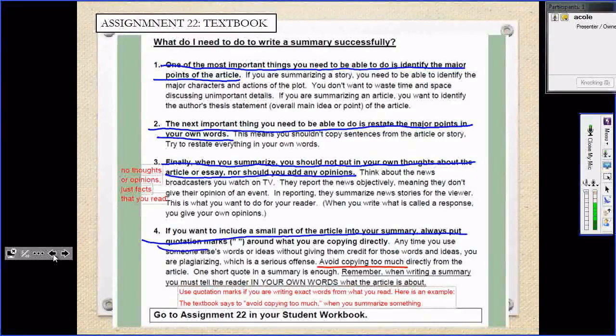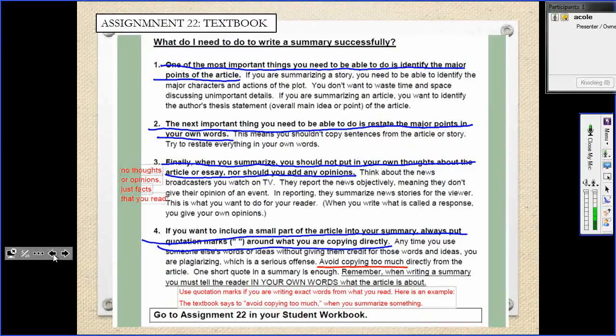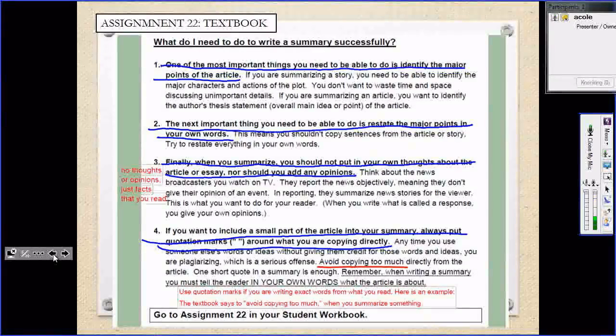Number 4, it says, if you want to include a small part of the article into your summary, always put quotation marks around what you are copying directly. All right, so maybe you're reading a story and you want to take some of the words from the story. And actually, when I show you my example of a summary, I think I have a case where I might. But I'll make sure I give you an example anyway, just in case I haven't. I believe I did one. So basically, you read something and you like some of the words and you want to use a few of the words, not all of them, right? Maybe like a little phrase that's said. You would put quotation marks around that, right?